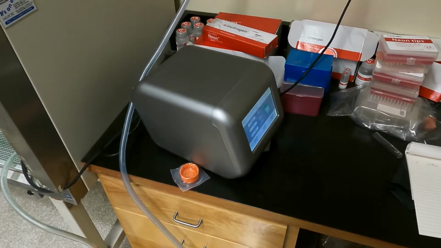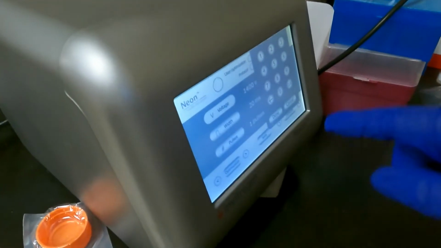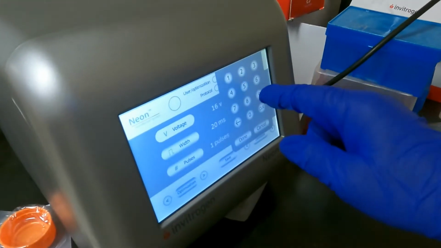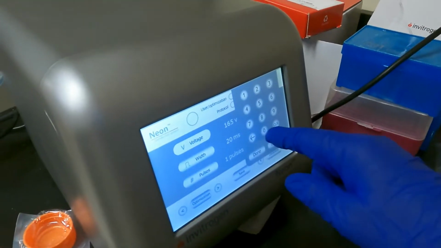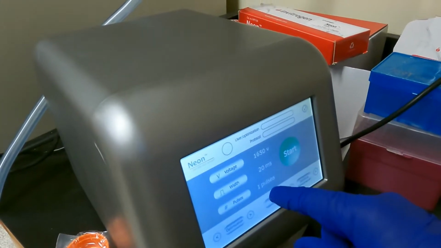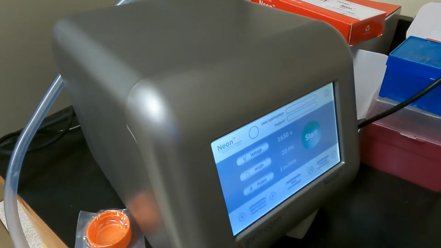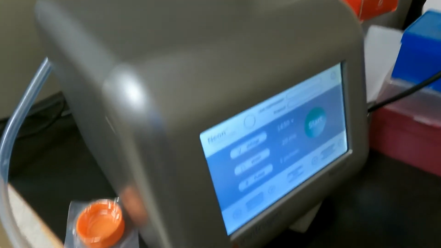This is a Neon system, and so what we want to do is reprogram this. So it's 1650 volts, done. 20 milliseconds for one pulse, okay? And that's what we use for the RCTE cells, and we use buffer R.